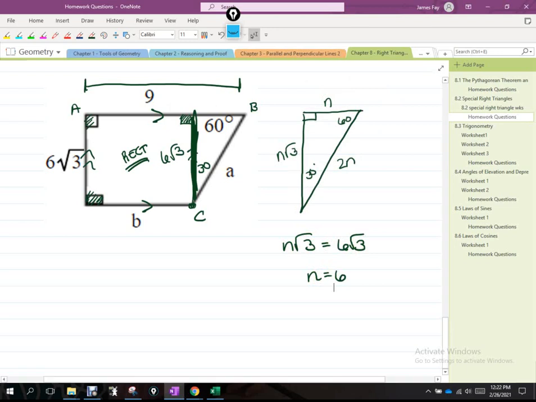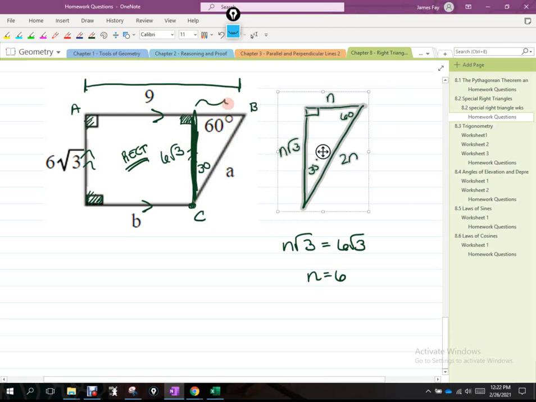Now, look back at your triangle then. You see where n should go now? Isn't this little distance right here that n? So that's 6. So how big would that distance be? 3. So how big is B? 3.